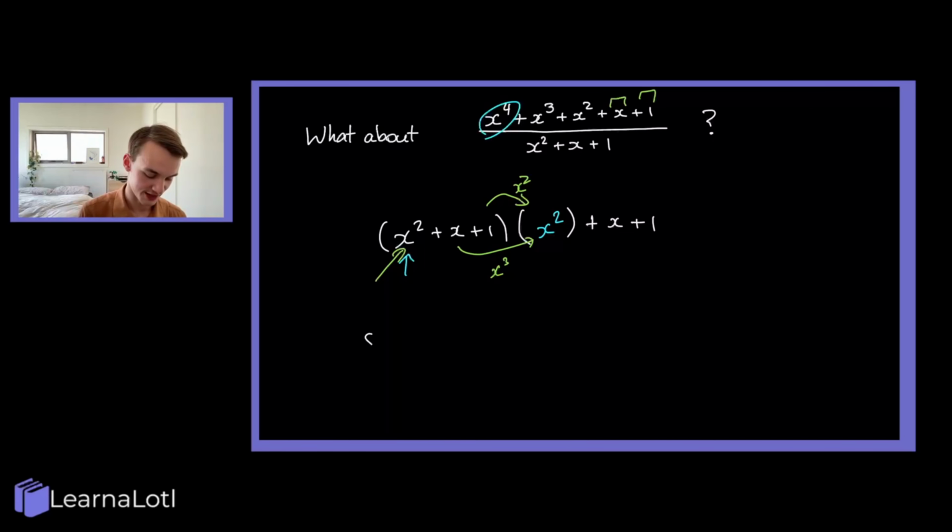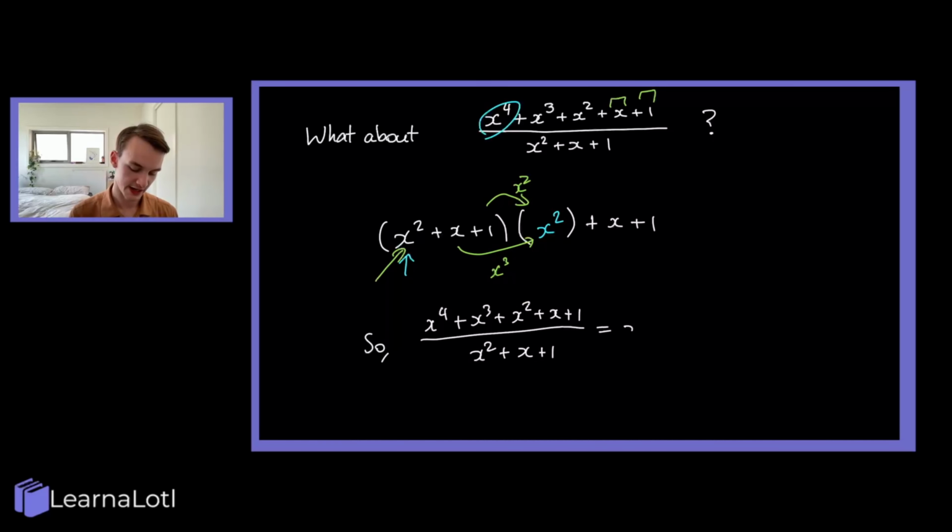So what I could do is I could write this quartic, which is divided by a quadratic, in just the same way as before, it'd be x squared plus x plus 1 over x squared plus x plus 1. So I hope you found that helpful.